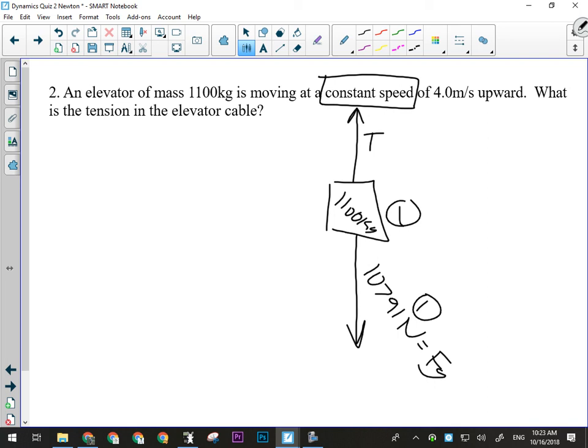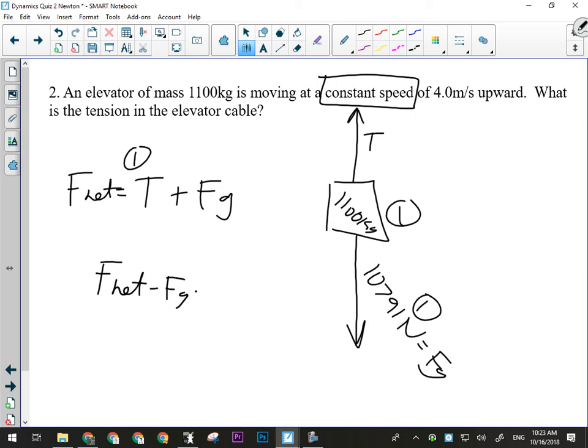Now, F net equals tension plus the force of gravity. Everybody all right with that? And we know that F net is 0. So we'll give them a mark for this, and then we'll give them a mark for saying that F net minus the force of gravity equals T, which will be 0 minus negative 10,791, which makes T 10,791. How many significant figures do I have here? 4.